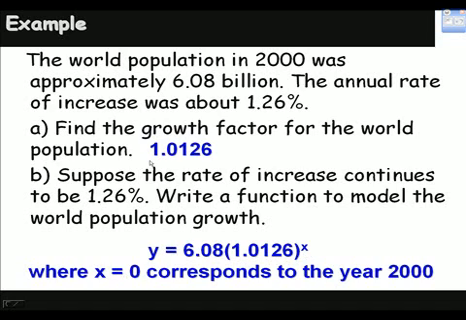X equals 0 would be the year 2000. So if we put 0 in here, this is all 1. 1 times 6.08 gives me the 6.08 billion. So this number up front is always our starting value. This number inside here is always our growth factor. If it's larger than 1, we're growing. If it's less than 1, it's decreasing.